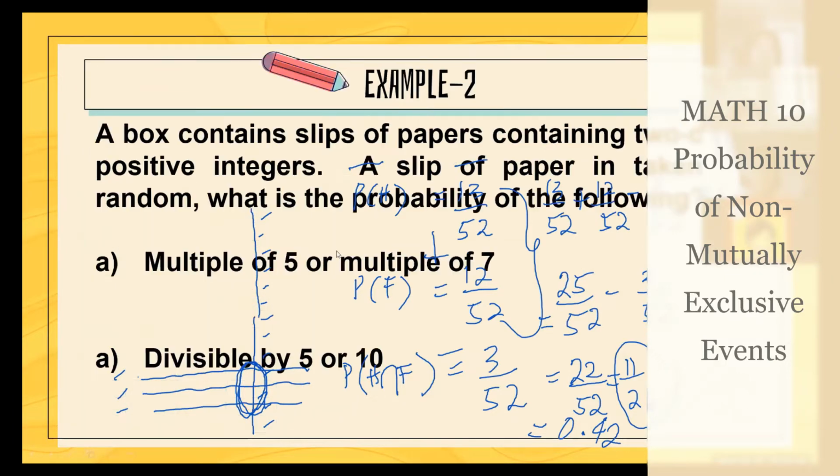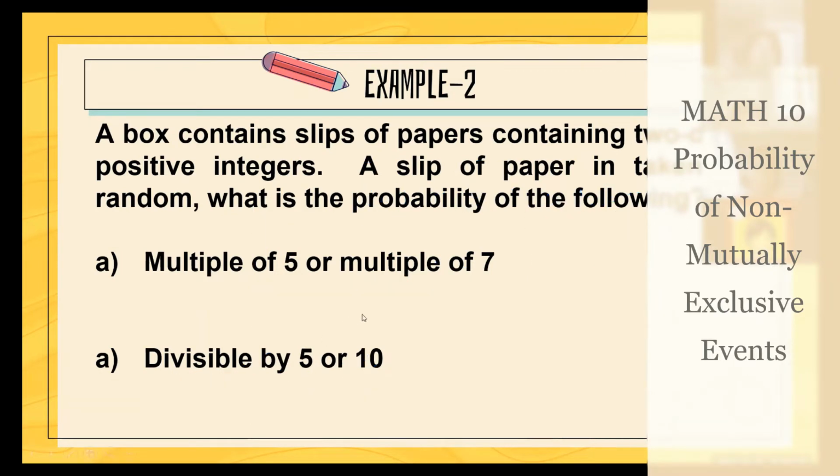Okay. Next. Oh, we don't need cards here. A box contains slips of papers containing 2-digit positive integers. A slip of paper is taken at random. What is the probability of the following? Multiple of 5 or multiple of 7, divisible by 5 or 10. Okay, so multiple of 5.